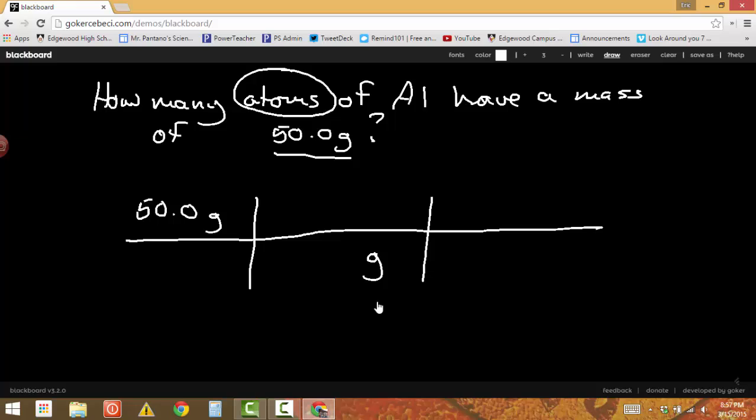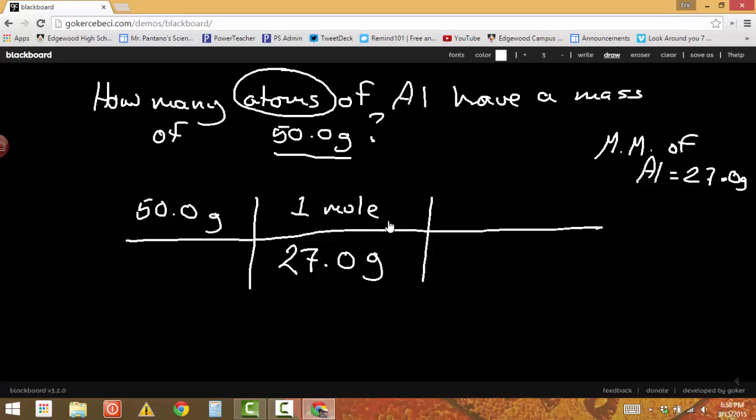Now, back on my little chart, if you copied that chart down in your notes, the first place I have to go is moles. And the way I go to moles is molar mass. The molar mass of aluminum, according to the periodic table, is 27.0 grams per mole. So there's my grams down there: 27.0 grams is equal to 1 mole of aluminum. Grams cancels.